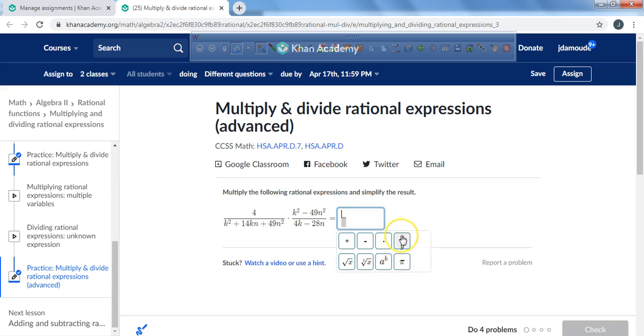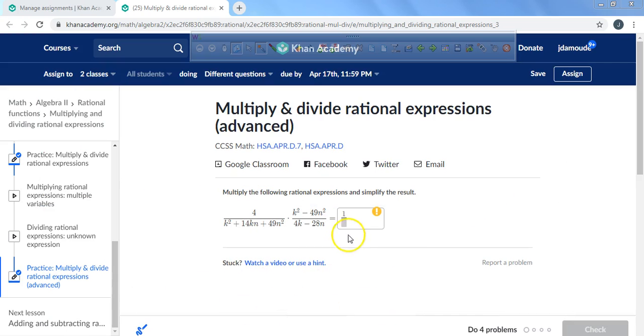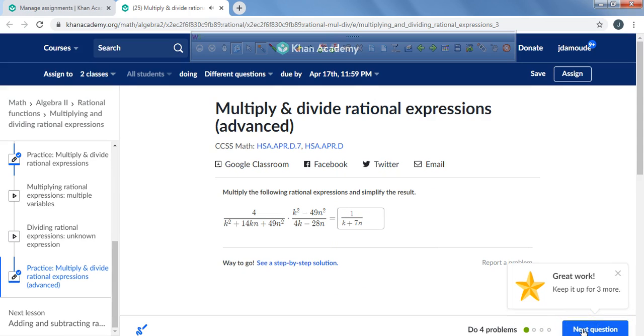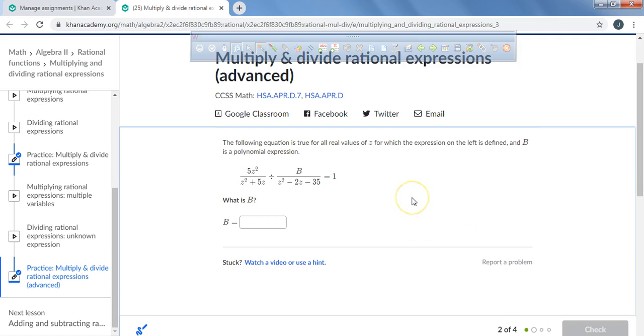All right, the little fraction bar there. Let's put a 1 on top. And we're just going to put, let's see, what did I say again? K plus 7n, yeah, k plus 7n. And we hit check and woohoo! Great work. Keep it up. 3 more to go. Ooh, got a new one.